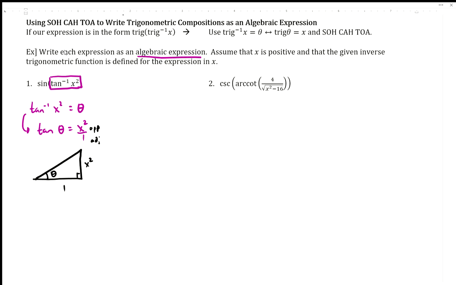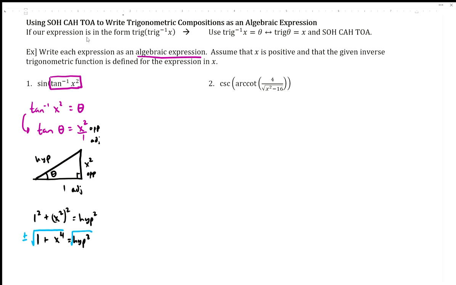And then let's mark those. So we have the adjacent and opposite, and we need to find the hypotenuse. We can use Pythagorean's theorem. So 1 squared plus x squared squared equals the hypotenuse squared. Well, 1 squared is 1. X squared squared is x to the 4. And then we want the hypotenuse solved for. That means we will do the square root on both sides.